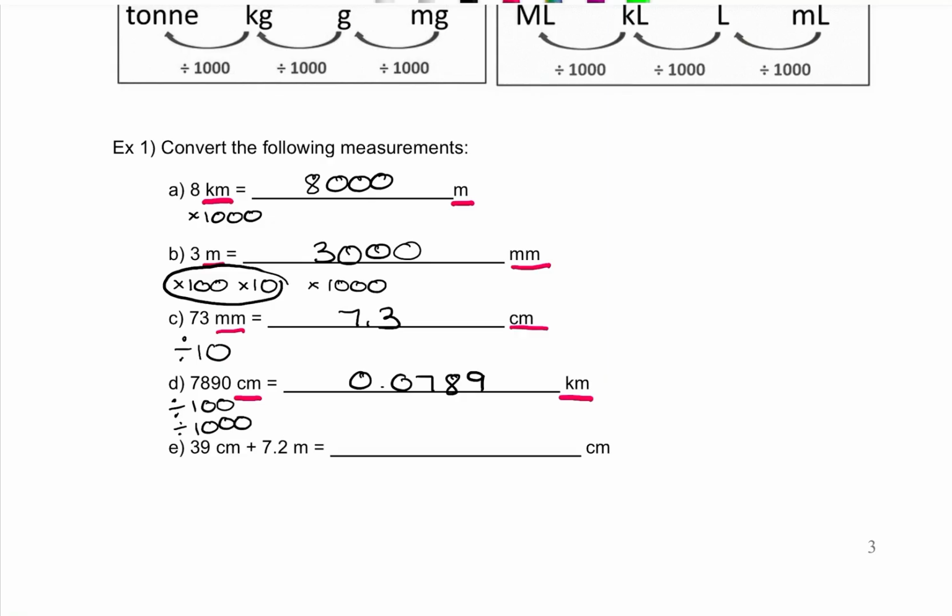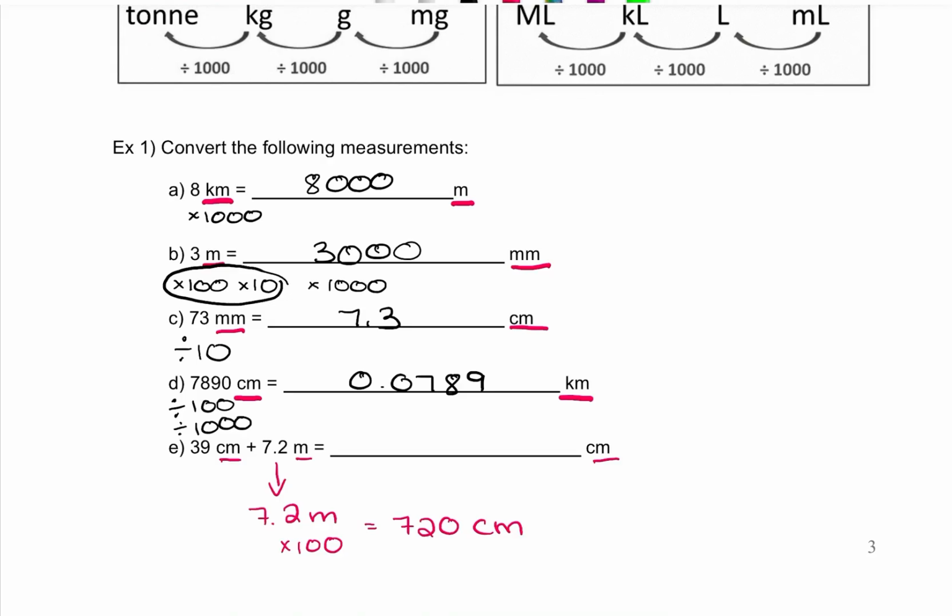All right, E. So E is a little bit different because we have some units in centimeters and we have some units in meters. What we want is our final answer to be in centimeters. So in order to do that, we're going to need to start by working with the meters. We have 7.2 meters. We want to convert the 7.2 meters to centimeters. So if you look above at your chart or on your formula sheet, meters to centimeters is times 100. So if I multiply this by 100, I get 720 centimeters.